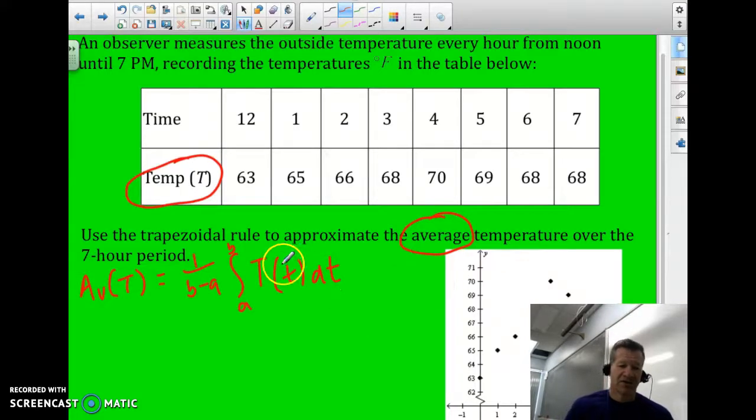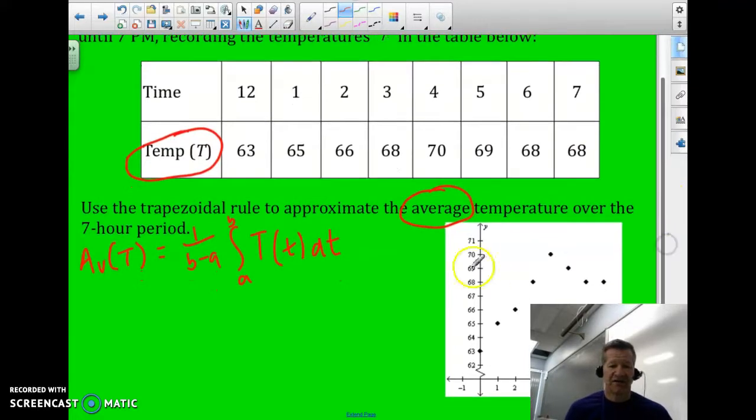Okay? So it isn't just this time only finding the value of the integral. It's also understanding that we have to do an average. So over the 7-hour period, the average value is 1 over b minus a, so 1 over 7 minus 0, which is 1/7, times this area right here, using the trapezoidal rule.